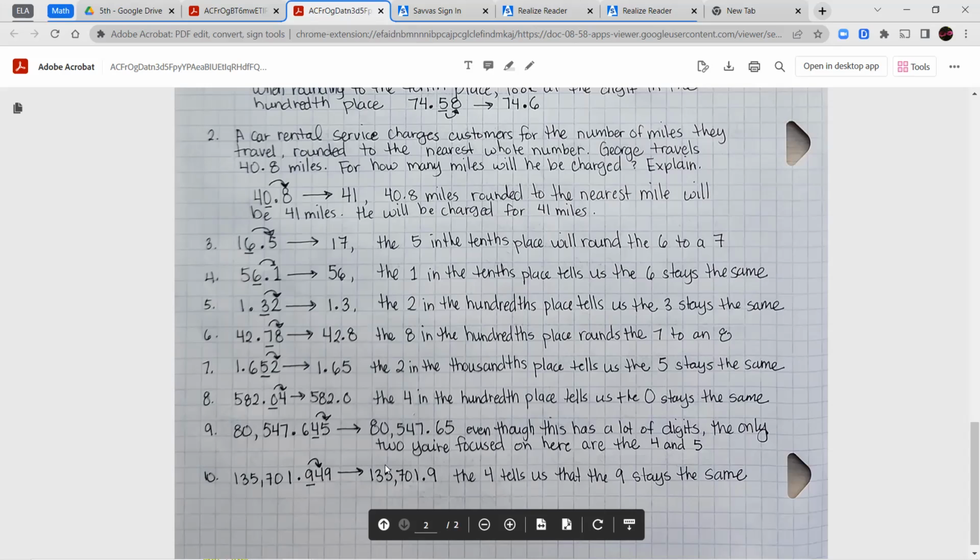That's all you have to do for these questions. So remember, don't get scared or confused when you see a lot of digits. Your focus is on your rounding place and the place value immediately after it. And almost always, all the other digits are going to stay exactly the same.